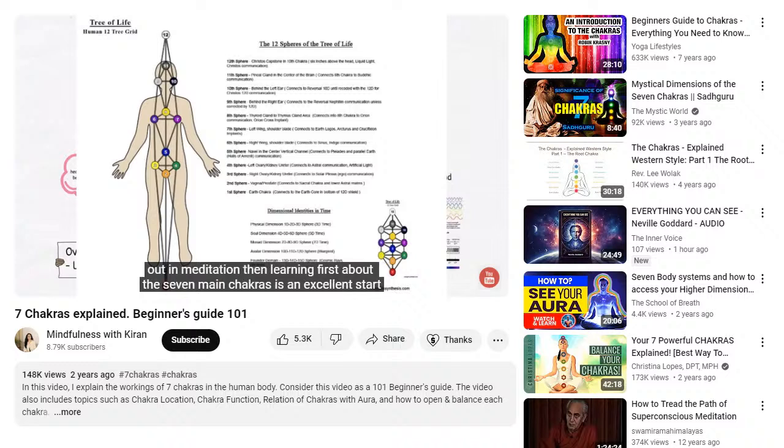But if you're just starting out in meditation, then learning first about the 7 main chakras is an excellent start.